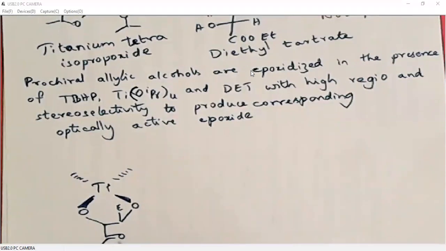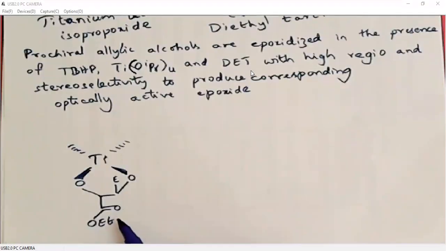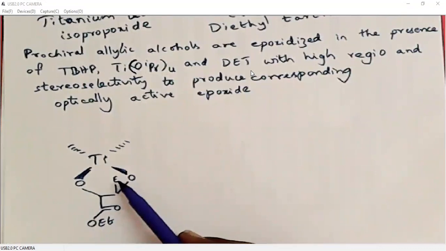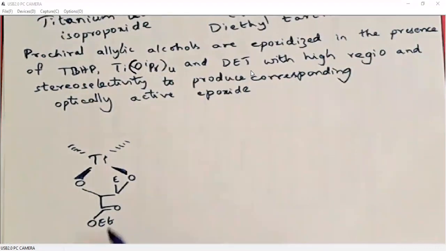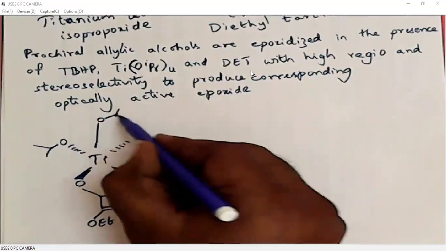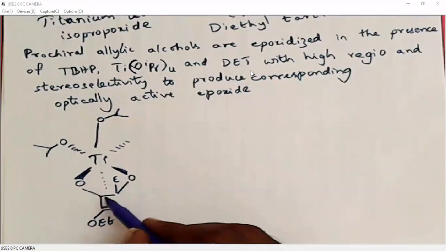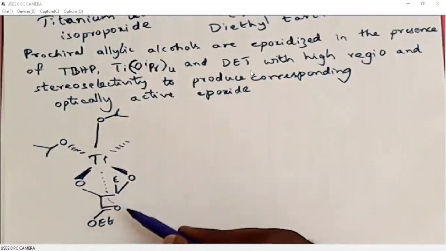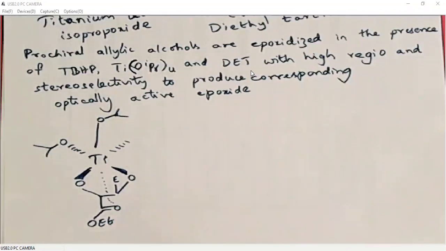This ethyl ester, I am simply representing it with the E. On one side, the diethyl tartrate will form a complex with titanium. On the other side, we will have isopropyl alcohol. At the same time, we can also have isopropanol, and then the sixth coordinate is satisfied by this carbonyl oxygen. So now you can see titanium has octahedral geometry.